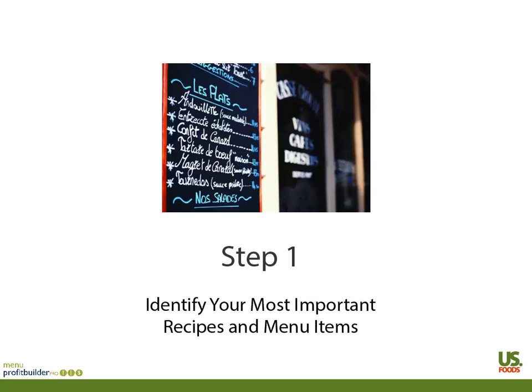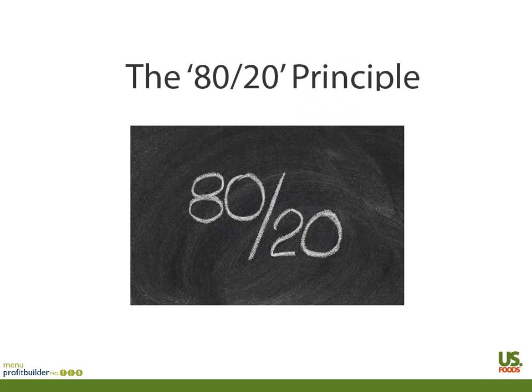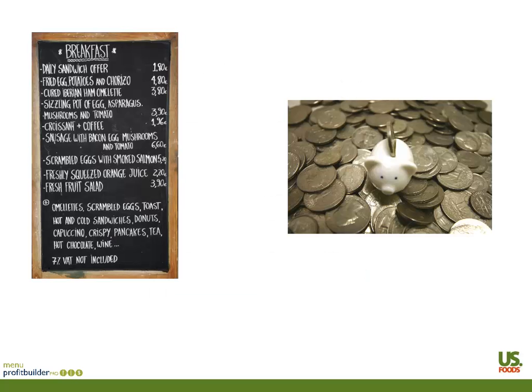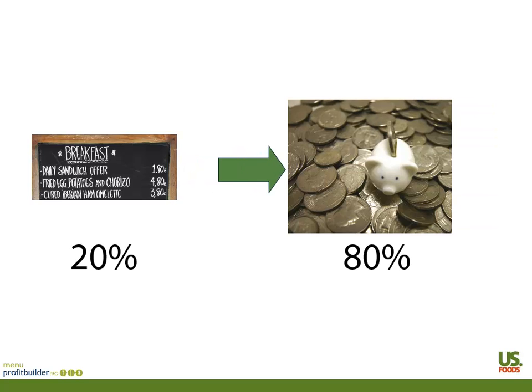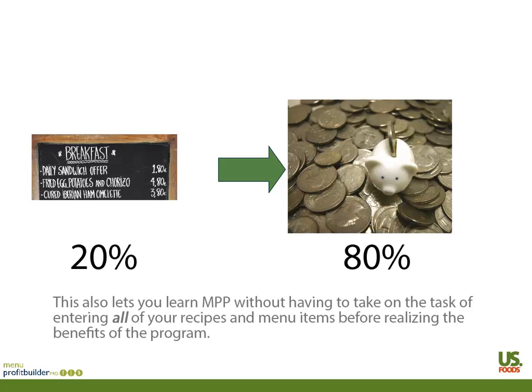Step 1. Identify your most important recipes and menu items. Before starting work with MPP, we recommend that you consider the 80-20 principle. This principle is based on the concept that in general, 20% of the items on any menu produce approximately 80% of the revenue. By focusing on these items, you will ensure that your initial work will have the greatest impact. Additional items can be added later as desired. This also lets you learn MPP without having to take on the task of entering all of your recipes and menu items before realizing the benefits of the program.